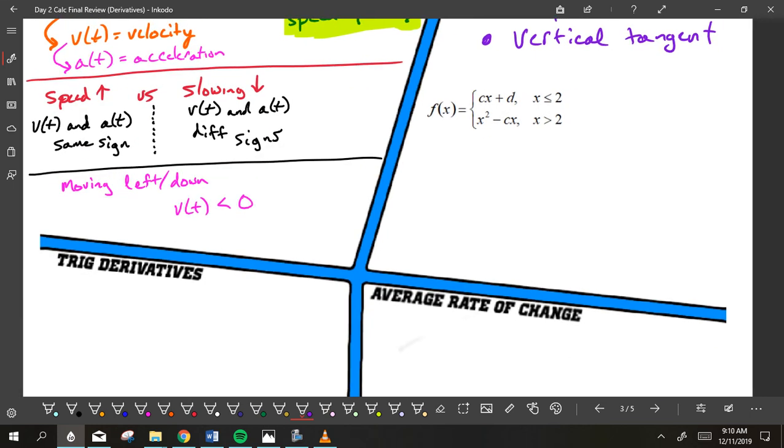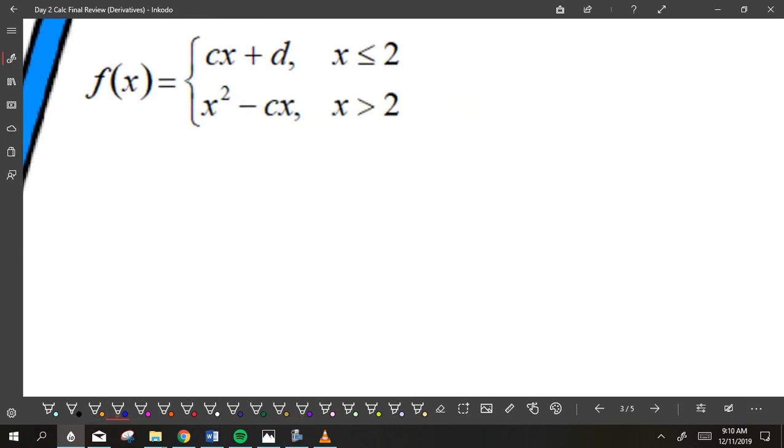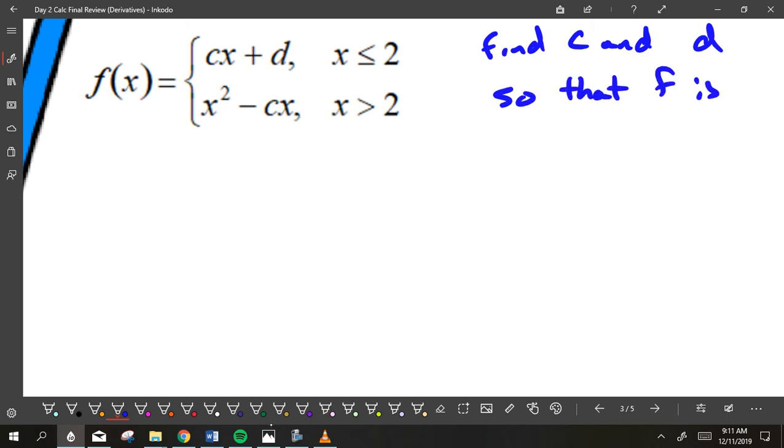Let's look at this one. Probably the hardest part of this paper is this equation right here. The directions would be something like, find C and D so that F is differentiable. So we want this piecewise function to be differentiable. You need to figure out what C and D could be to make that happen. If something is differentiable, it needs to be continuous and differentiable. Talk with your neighbor for a second. See if you can think your way through that before I show you.